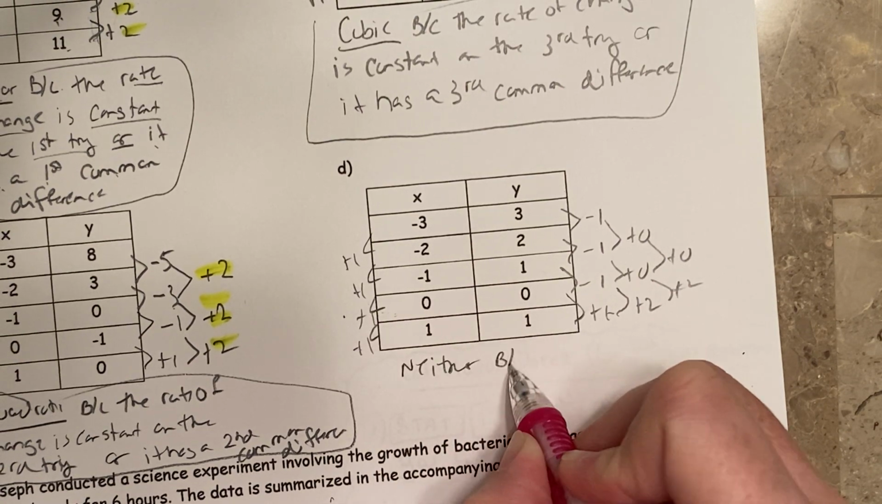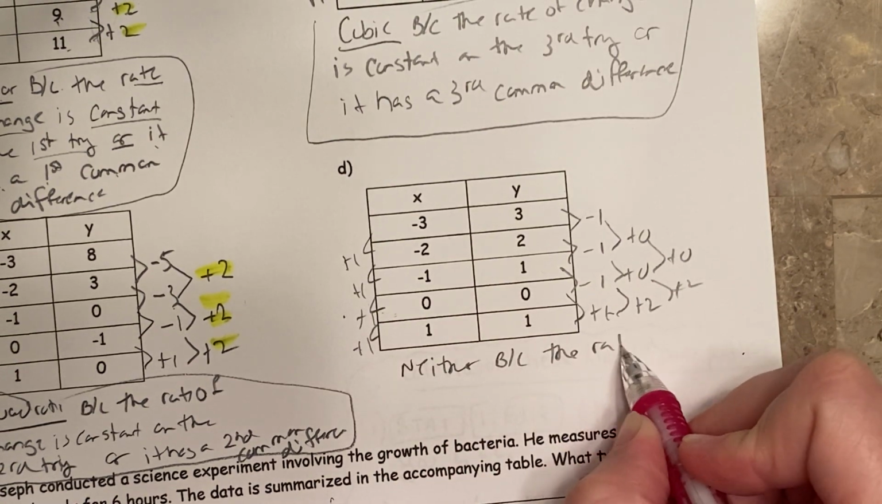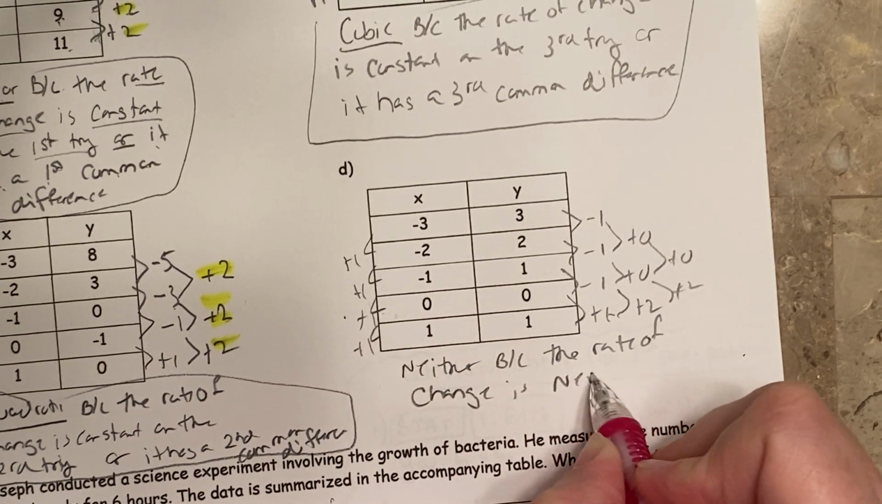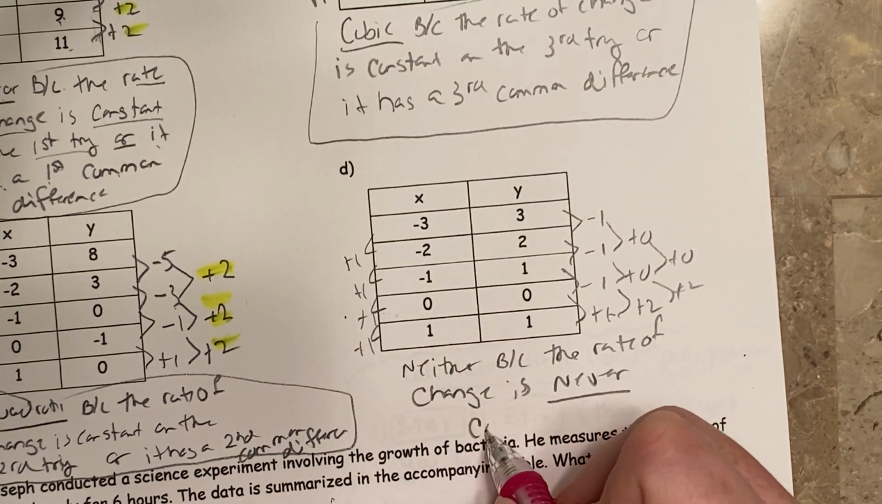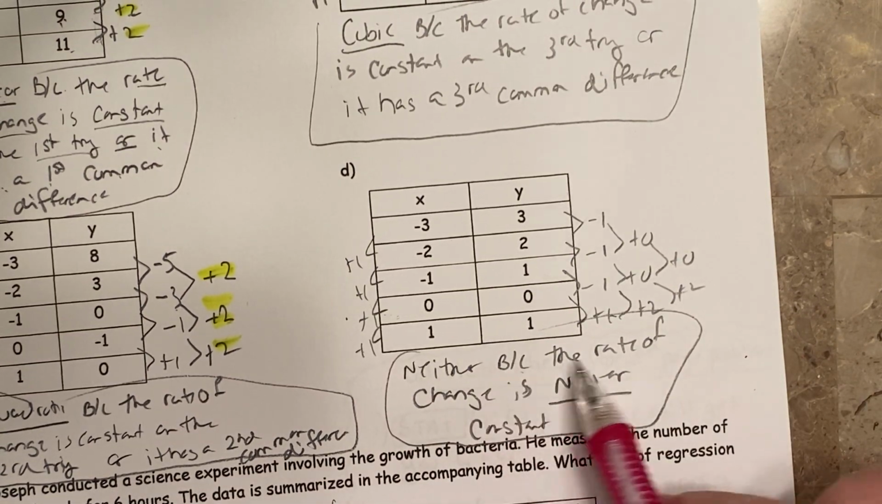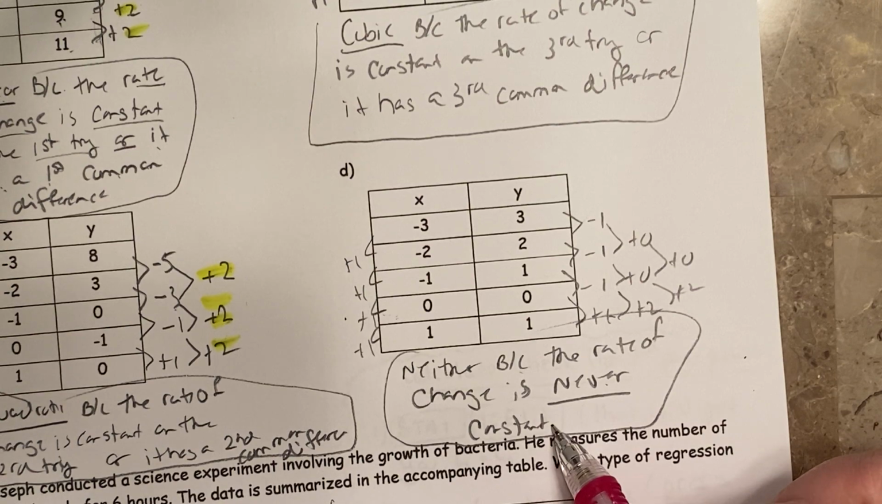So it's going to be neither because the rate of change is never constant. That's what you want to write for neither. Rate of change is never constant.